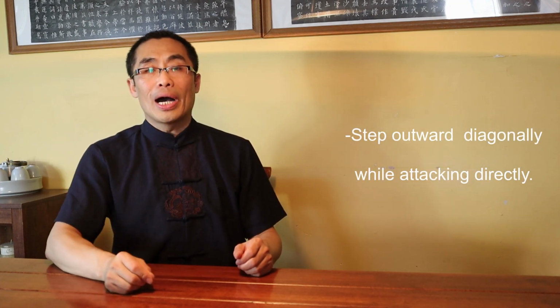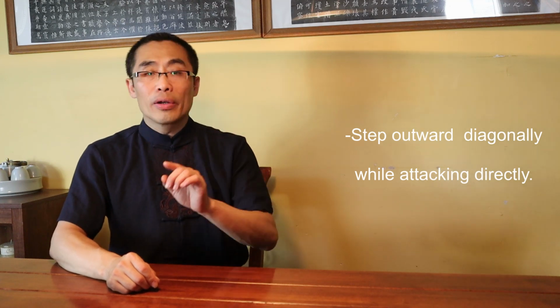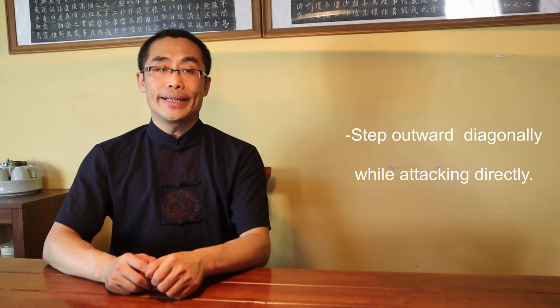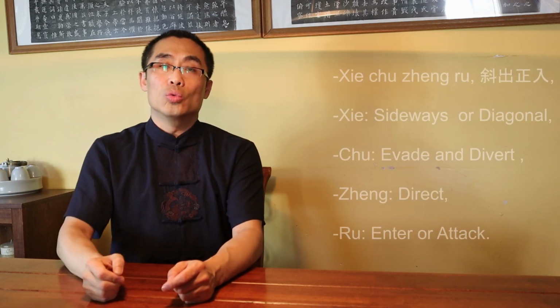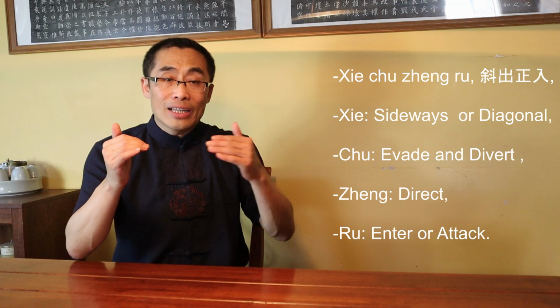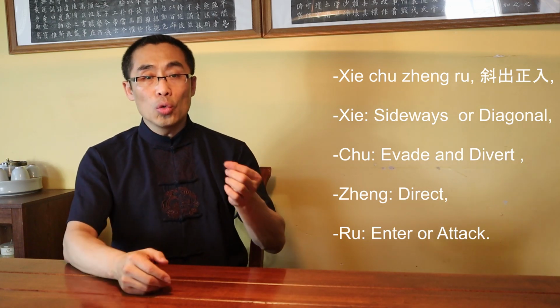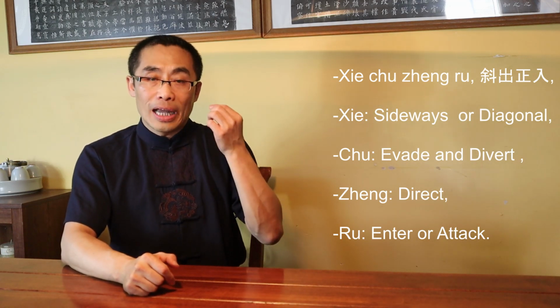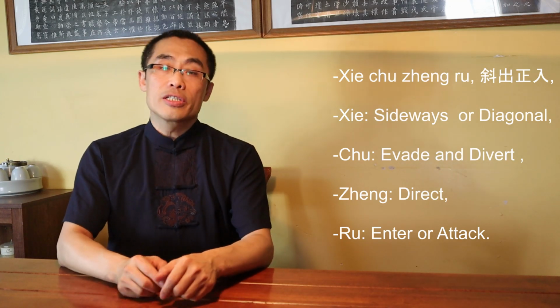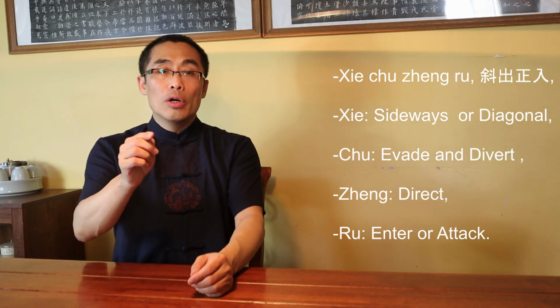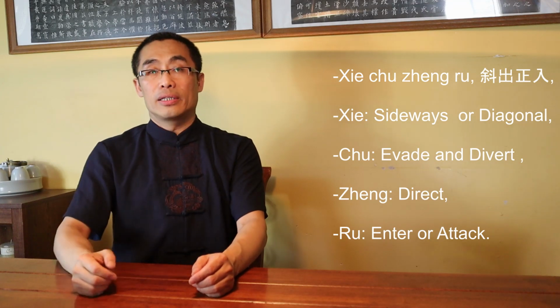Second, in Bagua, step outward diagonally while attacking directly. In Mandarin, it is called 斜出正入. 斜 means sideways or diagonal. 出 means evade or divert. 正 means direct, and 入 means enter or attack.